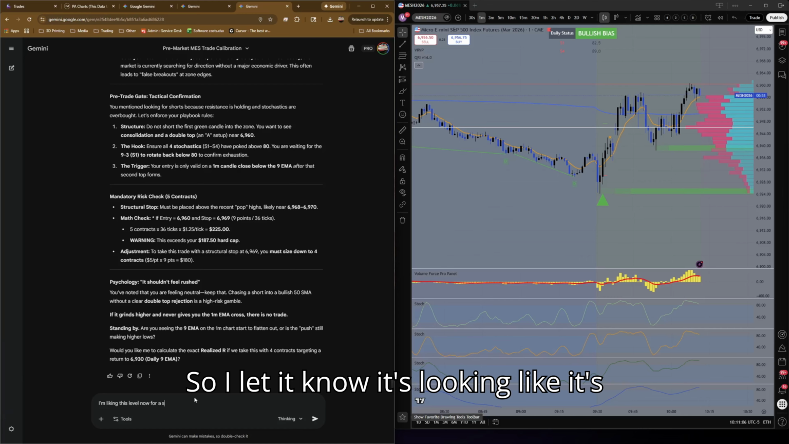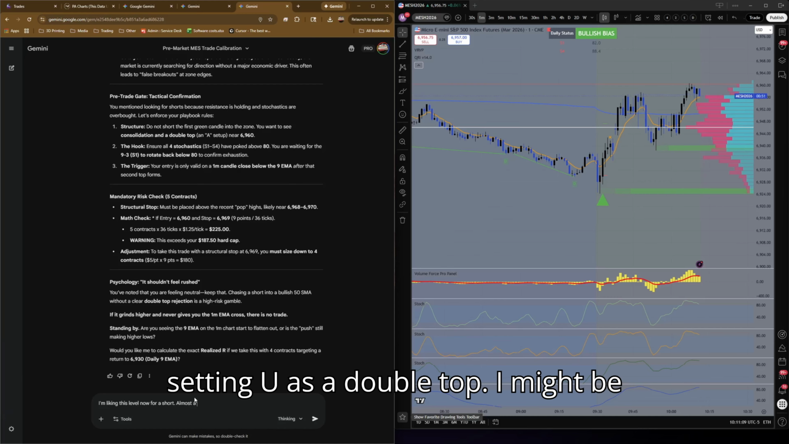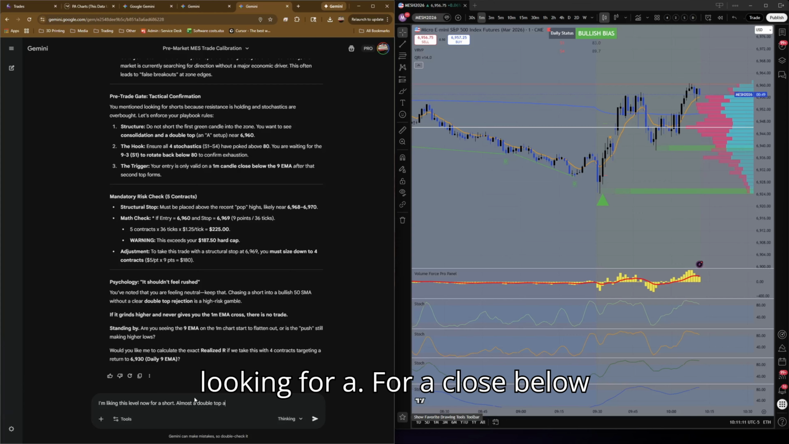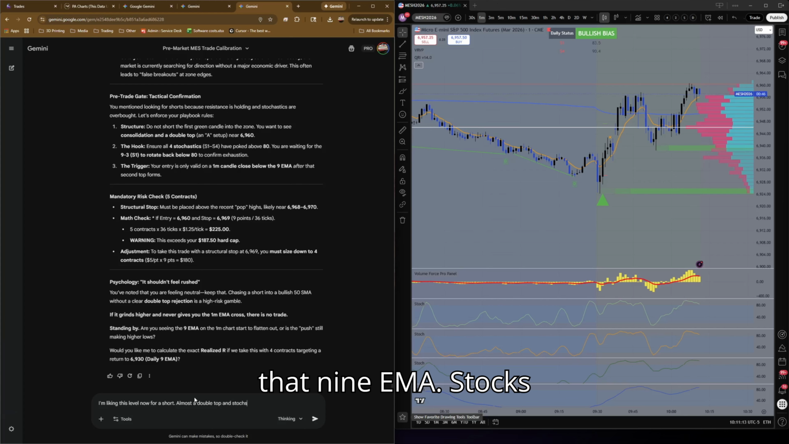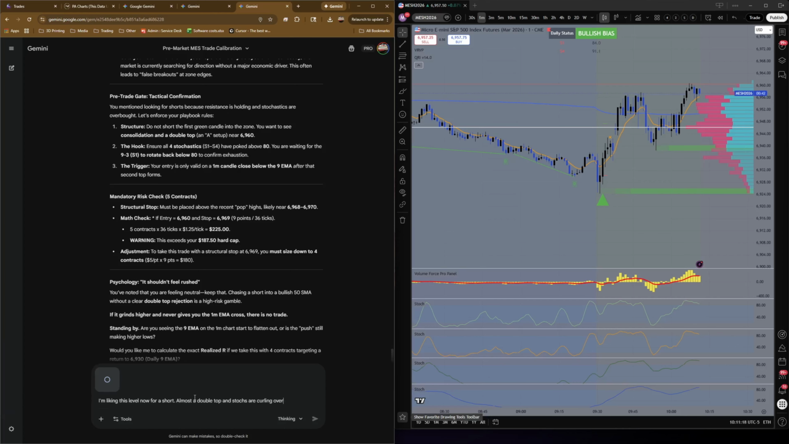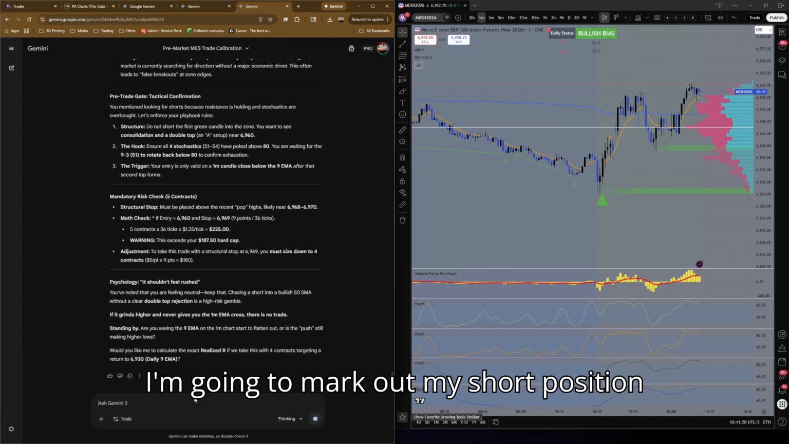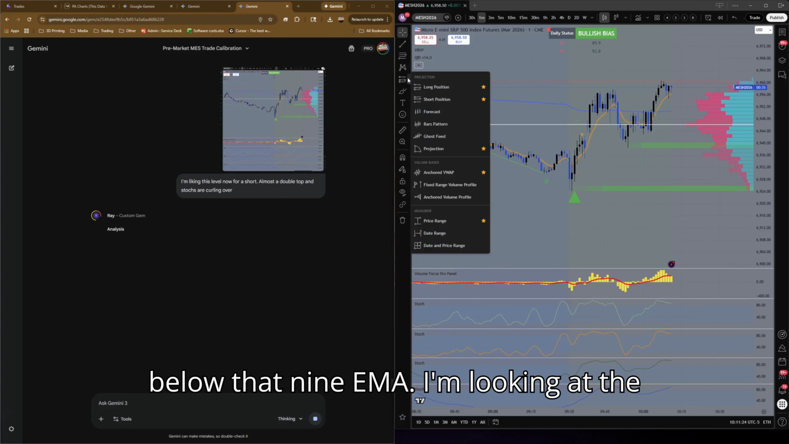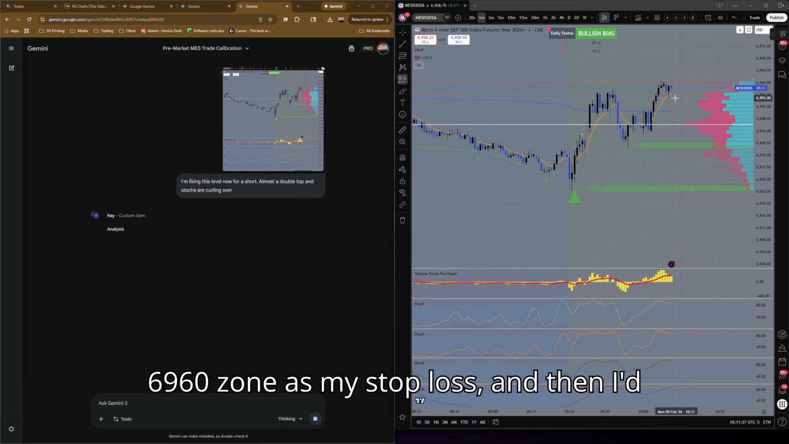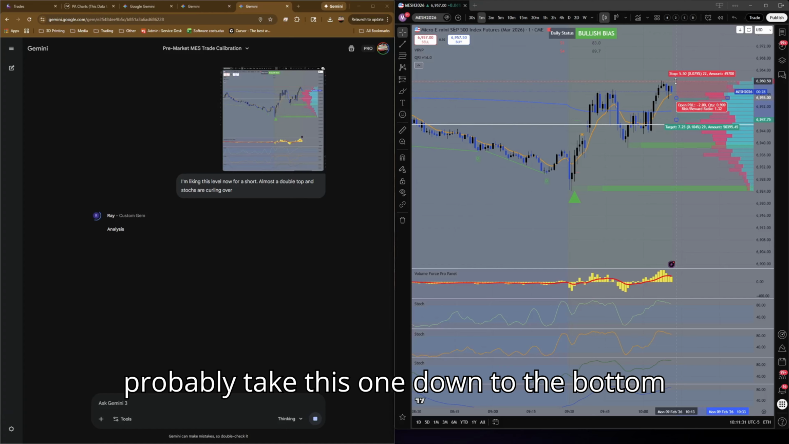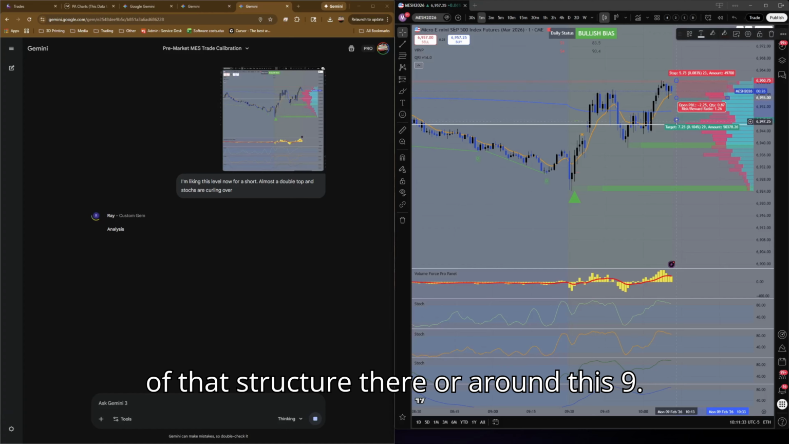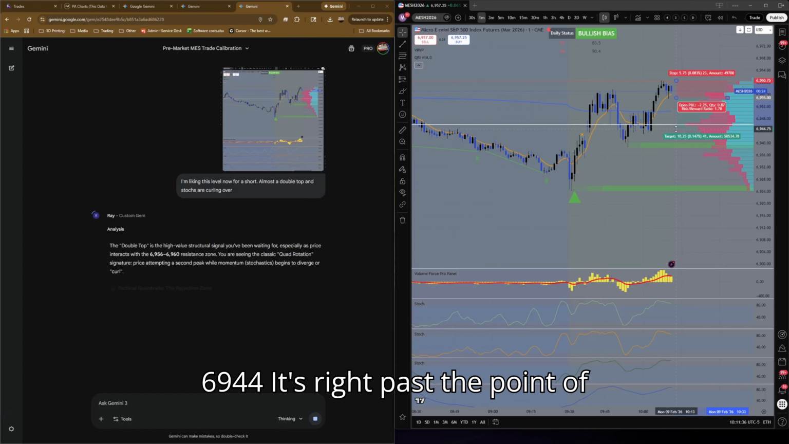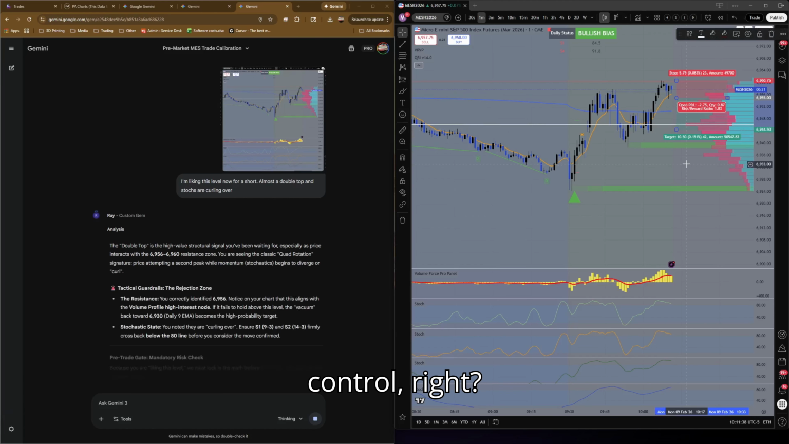So I let it know it's looking like it's setting up as a double top. I might be looking for a close below that 9 EMA. Stochastics are looking good too. I'm going to mark out my short position here that I'd be looking at if it crossed below that 9 EMA. I'm looking at the 69.60 zone as my stop loss. And then I'd probably take this one down to the bottom of that structure there, around 69.44. It's right past the point of control, right?